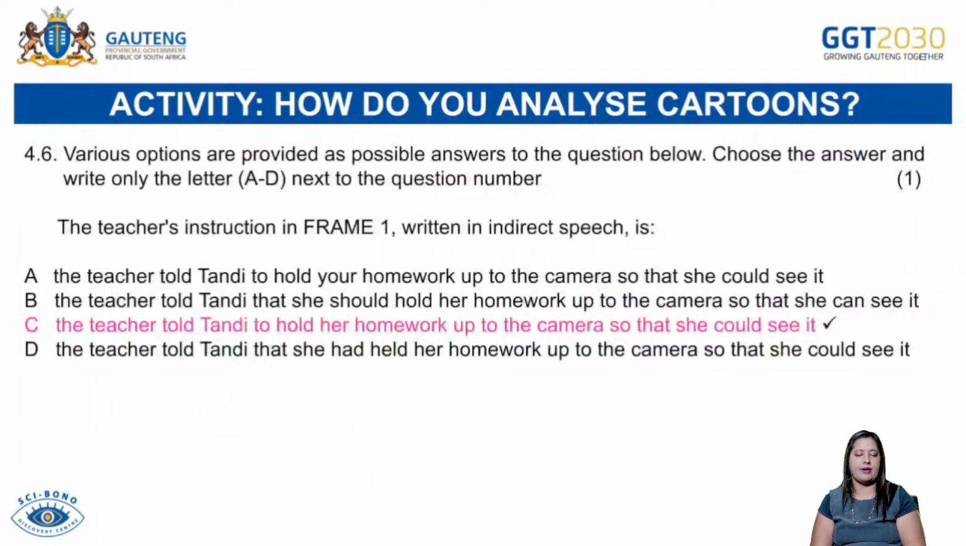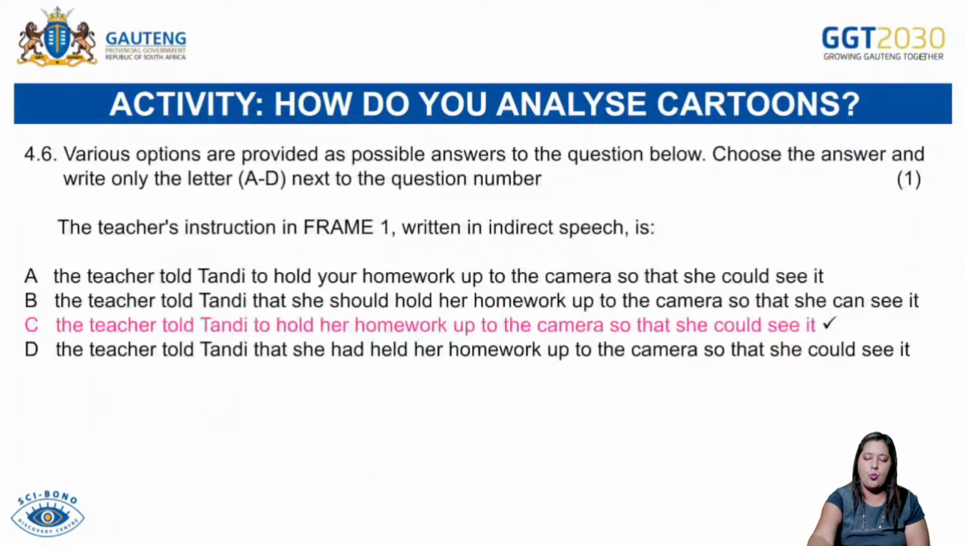Choose the answer and write only the letter next to the question number. Now, we don't usually get an MCQ, but this year we did. The teacher's instruction in frame 1, written in indirect speech, is: the teacher told Thandi to hold her homework up to the camera so that she could see it.